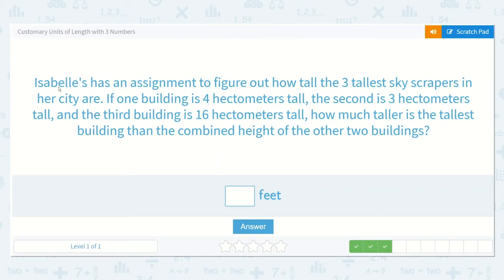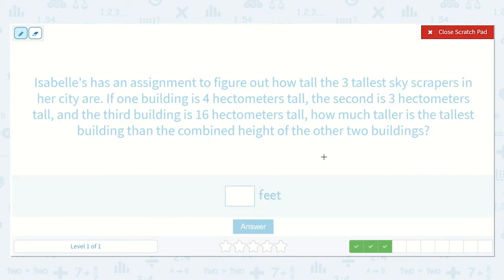All right, Isabel has an assignment to figure out how tall the 3 tallest skyscrapers in her city are. If one building is 4 hectometers tall, the second is 3 hectometers tall, and the third building is 16 hectometers tall, how much taller is the tallest building than the combined height of the other 2 buildings?